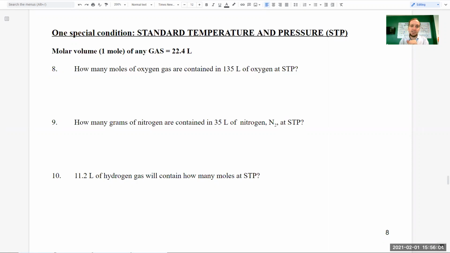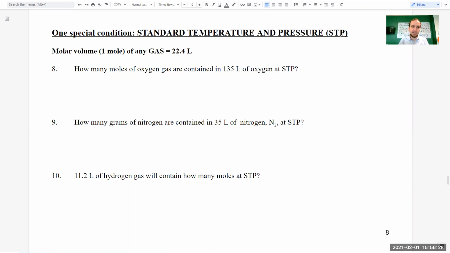Now, if we are at standard temperature and pressure, you all know that standard temperature and pressure are 0 degrees Celsius, which is the same thing as 273 Kelvin, and 1 atmosphere. 1 atmosphere, again, is sea level. That is exactly equal to 101.3 kilopascals or 760 millimeters of mercury. All of those are the same, and those are standard temperature and standard pressure.